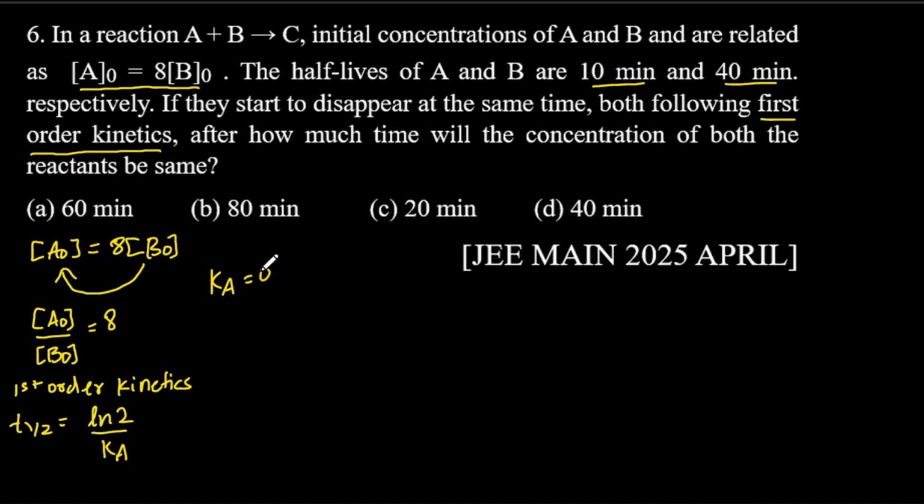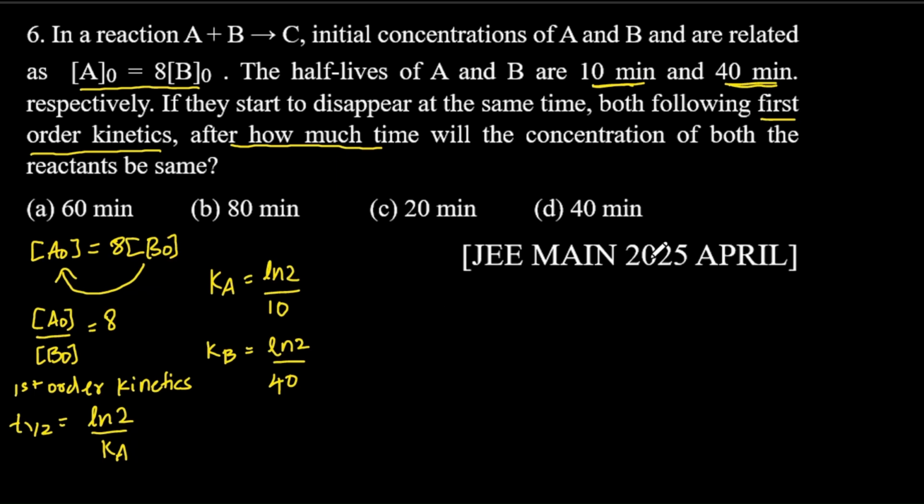Rate constant of A is equal to ln 2 divided by, the half-life of A is 10. So divided by 10. Then rate constant of B is equal to ln 2 divided by, the time is given as 40. So let us keep this. So they are telling that if they start to disappear at same time, after how much time will the concentration of both the reactants be same? So the concentration of both the reactants after some time should be same.